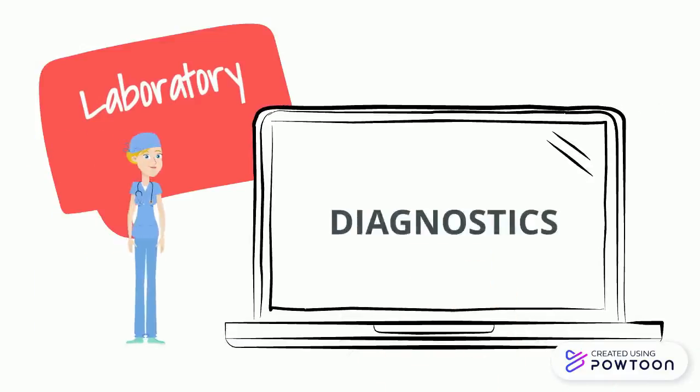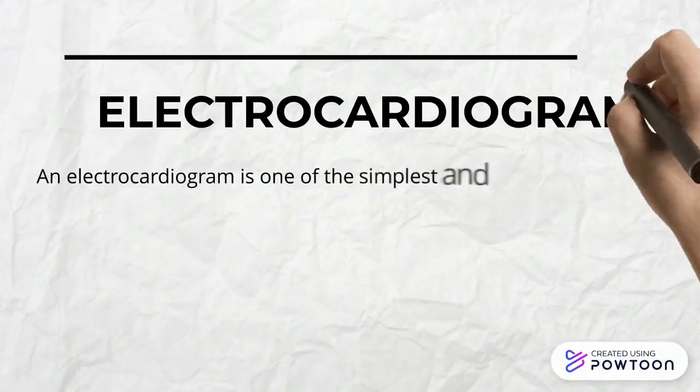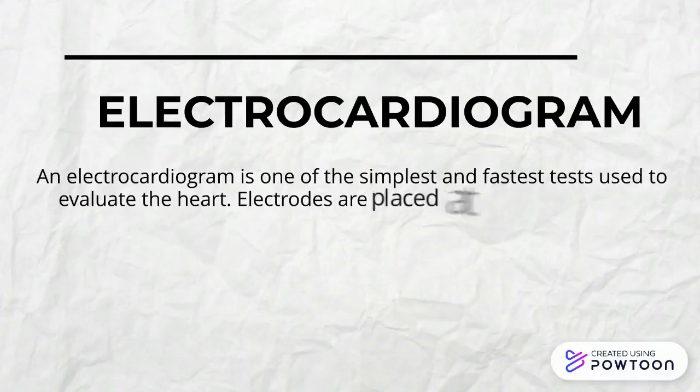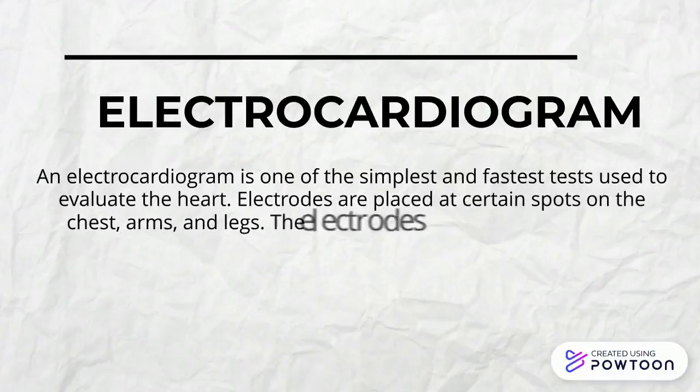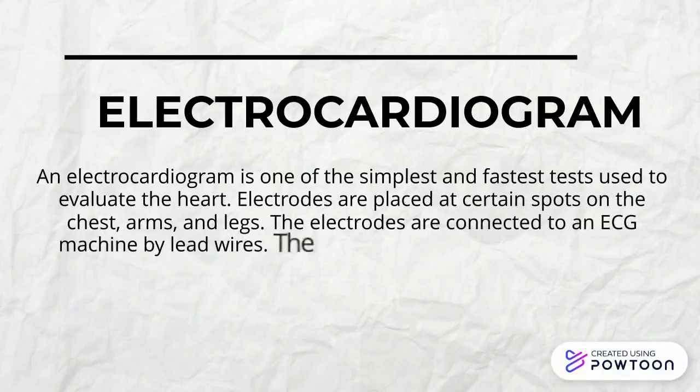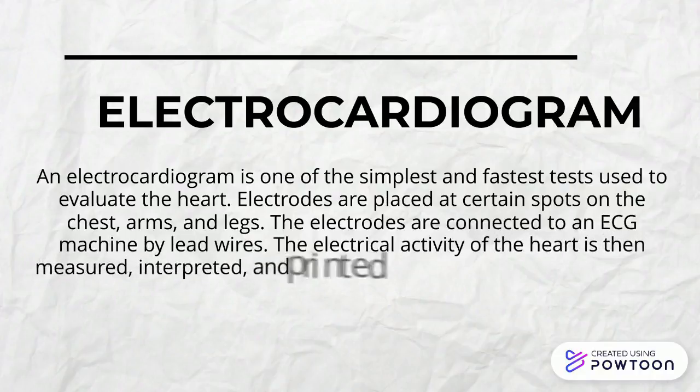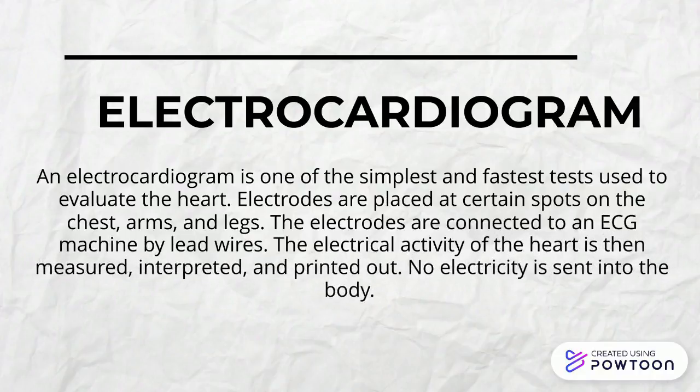Laboratory and diagnostics. Electrocardiogram. An electrocardiogram is one of the simplest and fastest tests used to evaluate the heart. Electrodes are placed at certain spots on the chest, arms, and legs. The electrodes are connected to an ECG machine by lead wires. The electrical activity of the heart is then measured, interpreted, and printed out. No electricity is sent into the body.